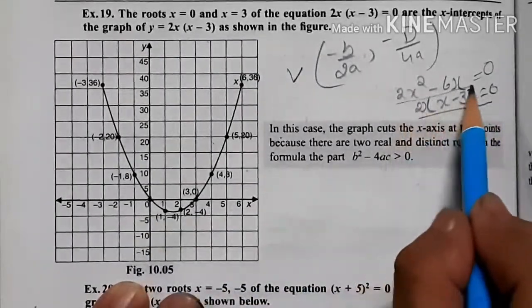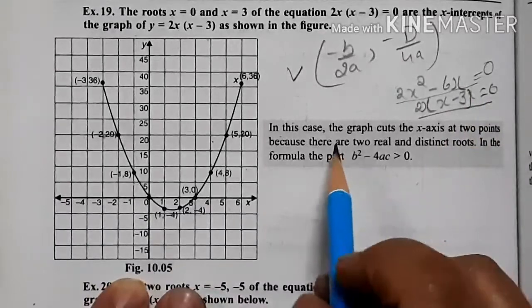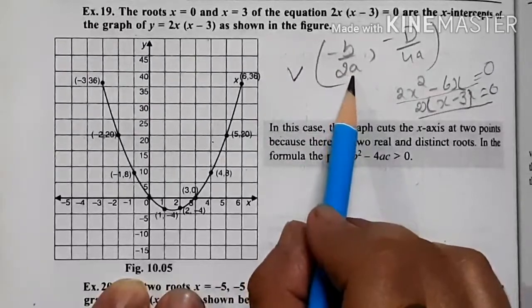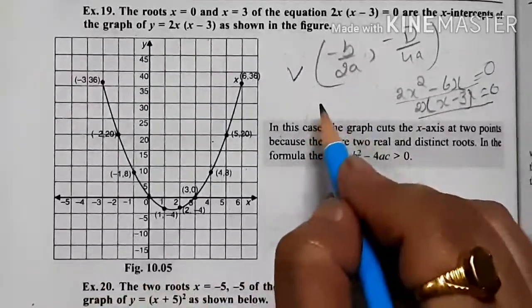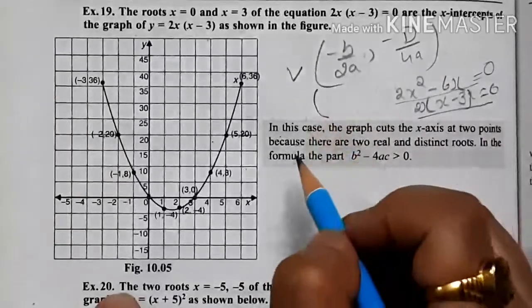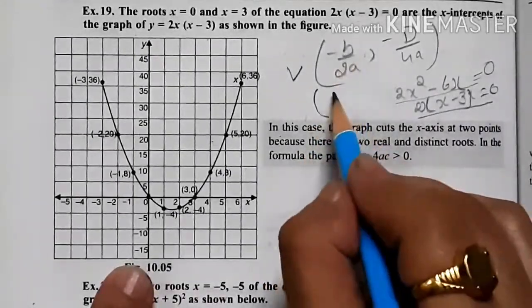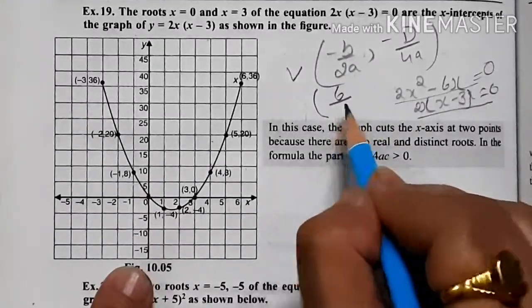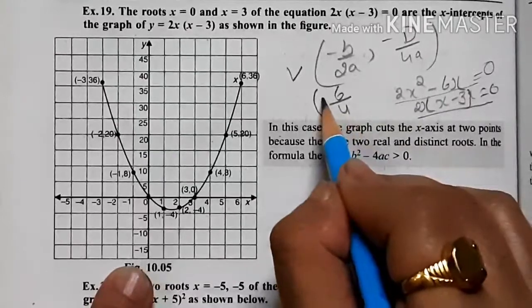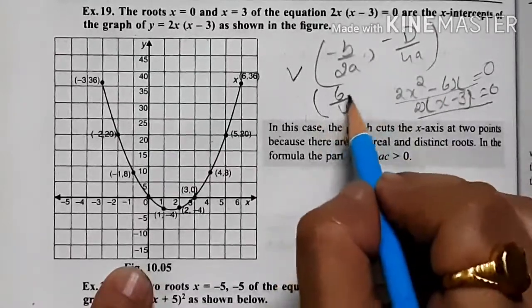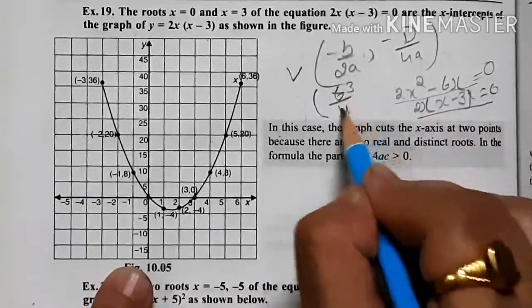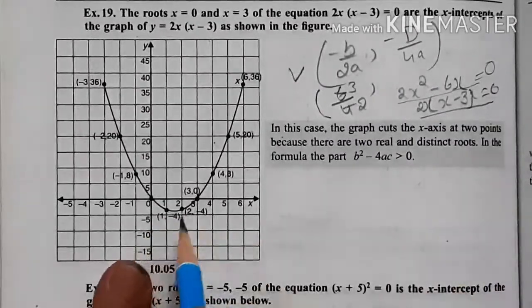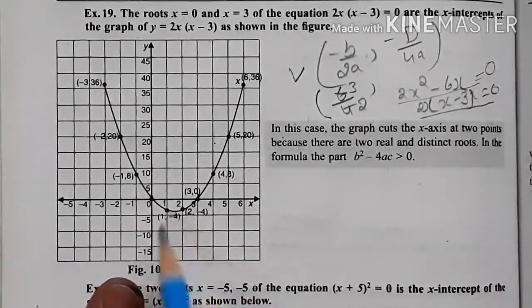But if I go with this quadratic equation to find the exact x value, my b value is minus 6, and a value is 2. So according to that, my x coordinate of the vertex point will be minus minus 6 divided by 4. So that will be 3 by 2. And negative negative becomes positive, and this will be 3 by 2. So 3 by 2 will be positive, that means it lies between 1 and 2. So it will be here.